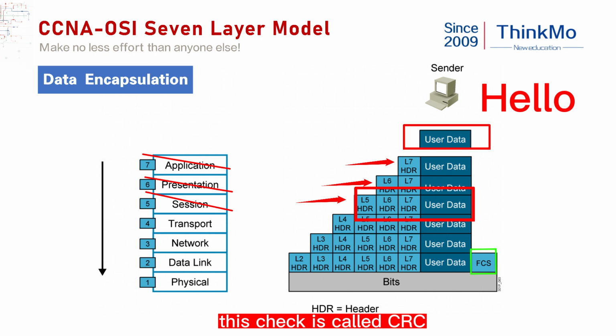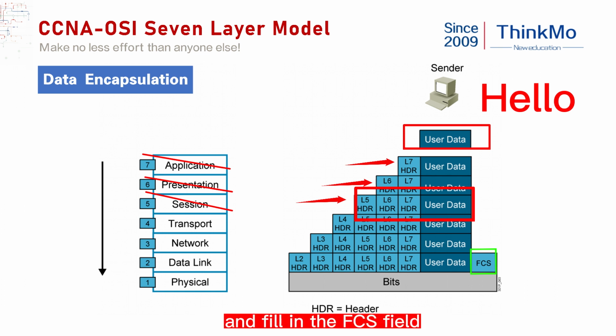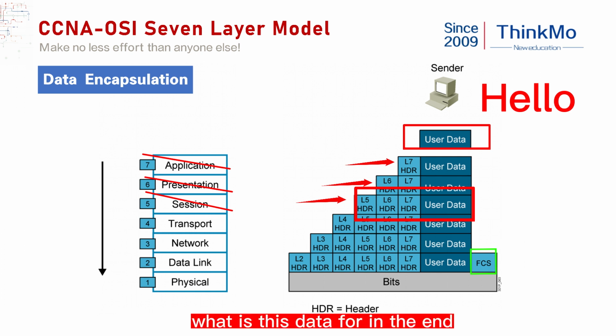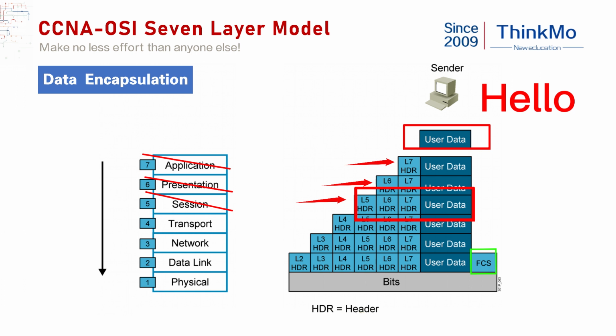This check is called CRC, Cyclic Redundancy Check. So which part does it verify? It will check this part of the whole data, use an algorithm to calculate a value and fill in the FCS field. That is equivalent to saying we encapsulate the overall head, figure out a value and fill it in this field. What is this data for in the end? Data goes through our transmission medium and is passed to the other end, to the peer.